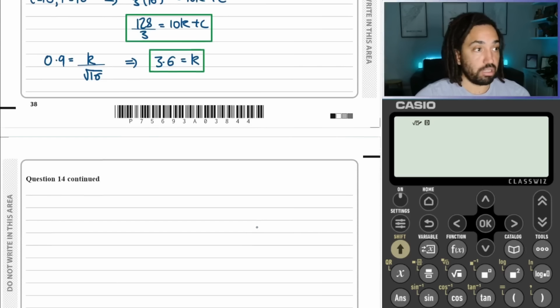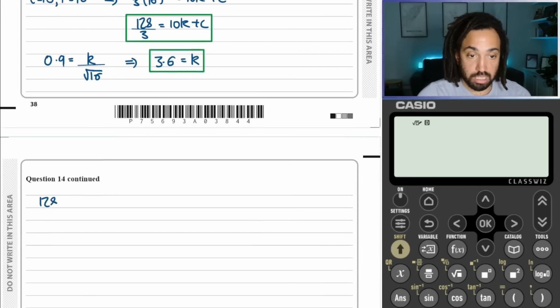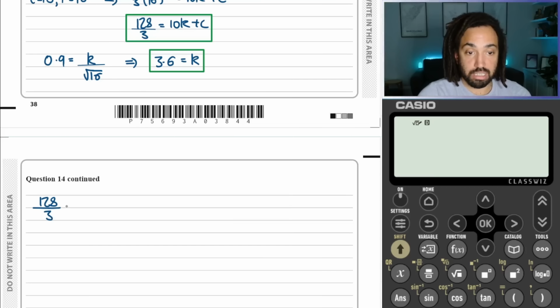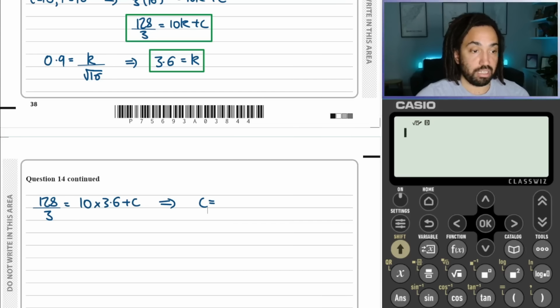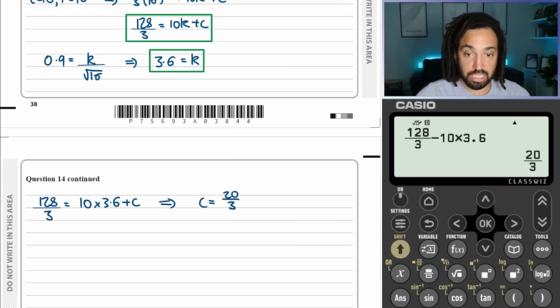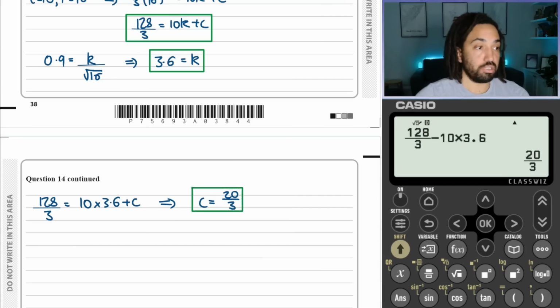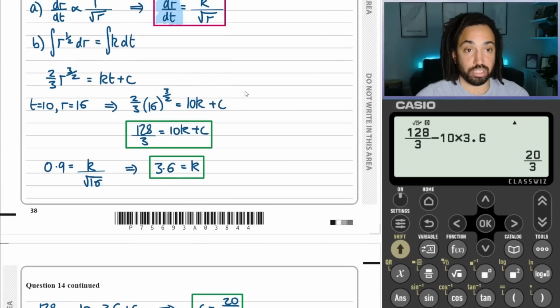Okay, so we can say that 128/3 is equal to 10, and k we know is 3.6 plus c. Therefore, this is going to give us a value of c. So just using the calculator to rearrange that equation to solve for c, to get 20/3. Okay, so we've got the two constants, and now we just need to put it back into the equation.